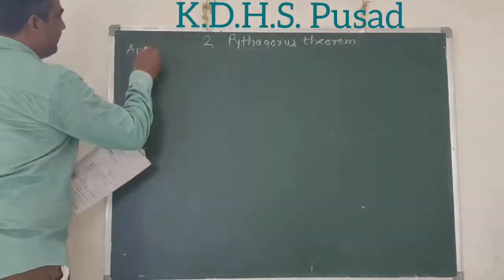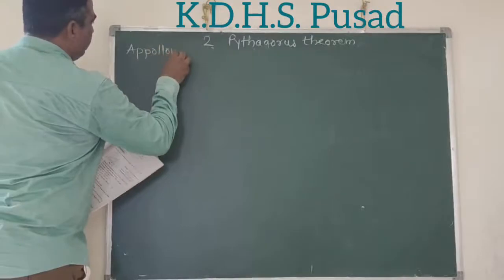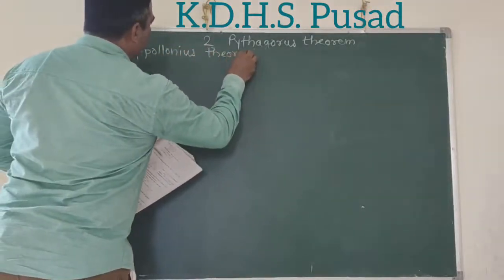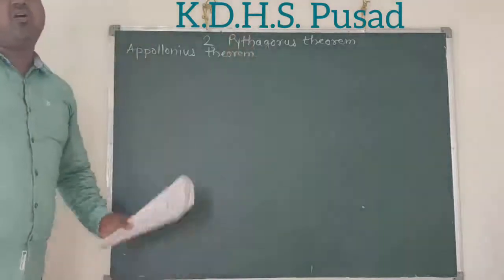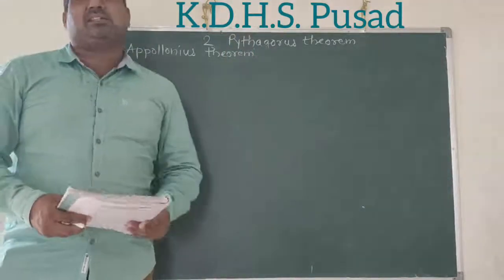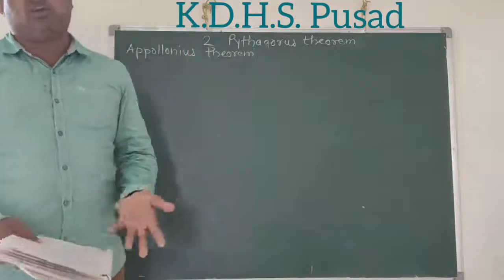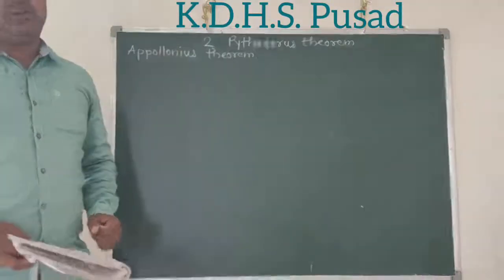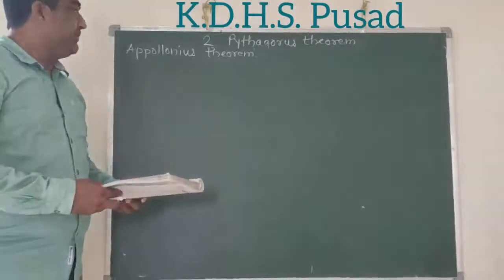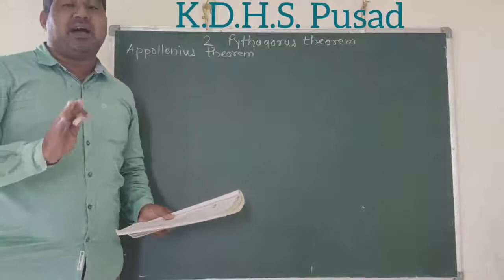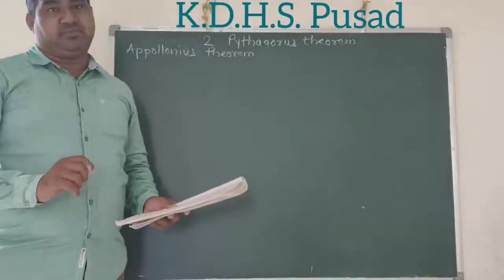Apollonius theorem. This theorem has always been asked in the last 5-6 years, 3 times, for 4 marks or 5 marks based on the question pattern. And it is asked in the form of a question, not in the form of a theorem.